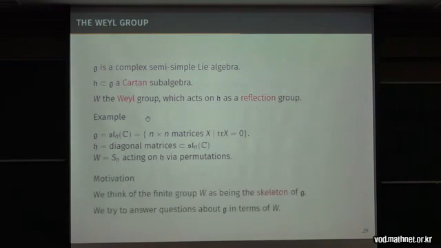And a very important theme in representation theory is that we think about this finite group as being the skeleton of G. So you think about G as being something like W plus some meat or something. Yeah? And what we would like to do is understand questions about G in terms of this Weyl group. So if you think about something like E8, this is like a 248-dimensional rather complicated object, whereas this Weyl group is an 8-dimensional thing, which is much simpler.